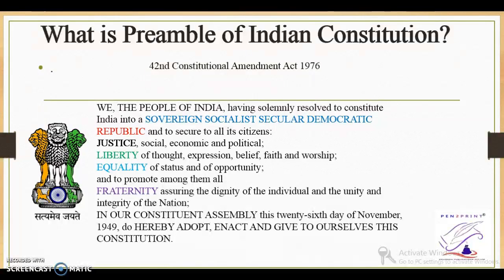The words socialist, secular, and integrity were not in the original Constitution and had been inserted by the 42nd Amendment Act passed in 1976. The preamble indicates that the source of the Constitution is we, the people of India, that is, republic. The form of the government will be republic.